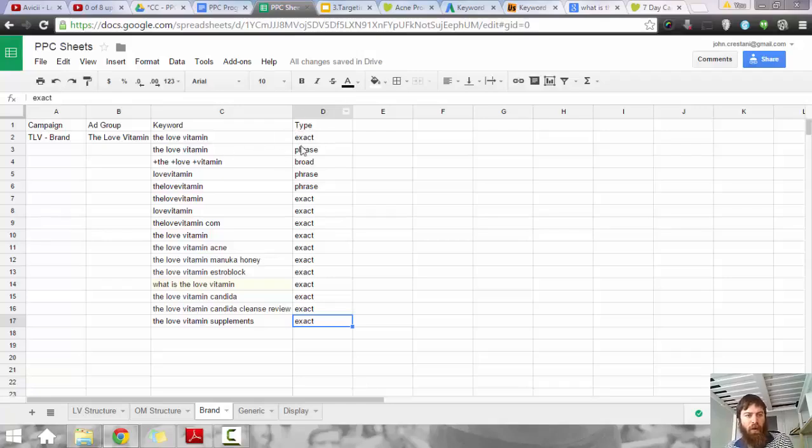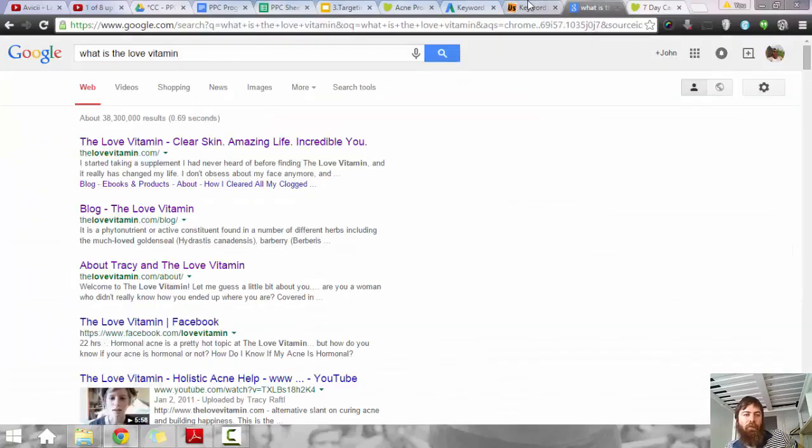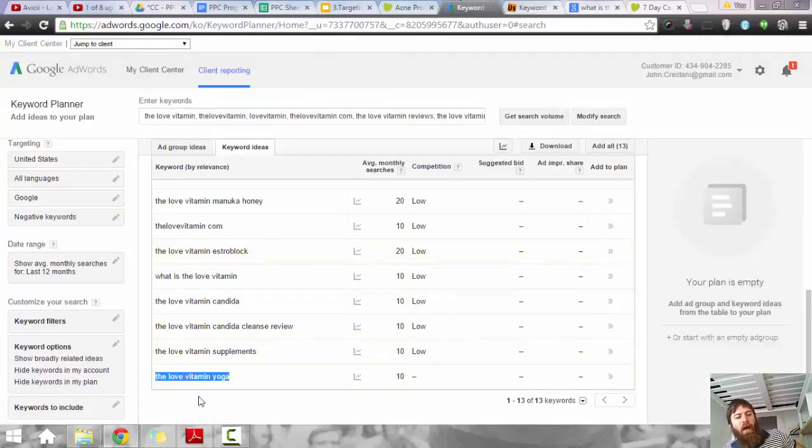So we have almost exactly the sort of ad group I like to do in generic campaigns. But this is a well-built ad group, and this will work out really well in AdWords to capture the terms. Now notice I did not add in yoga. I did not add in the Love Vitamin Yoga because it's not relevant. If we really want to focus more on acne-related stuff, maybe this person does yoga, but we don't care too much about that.